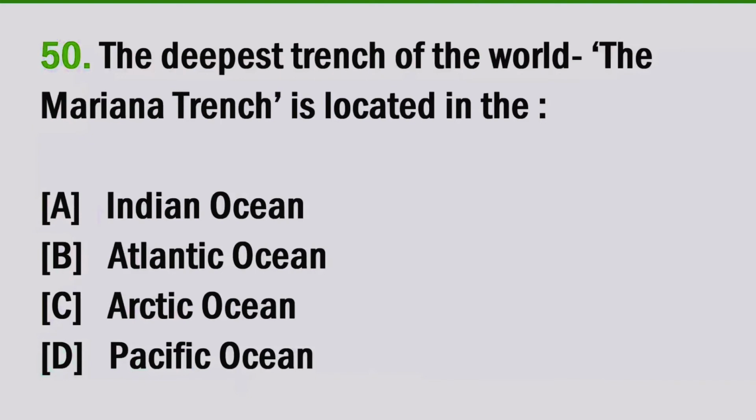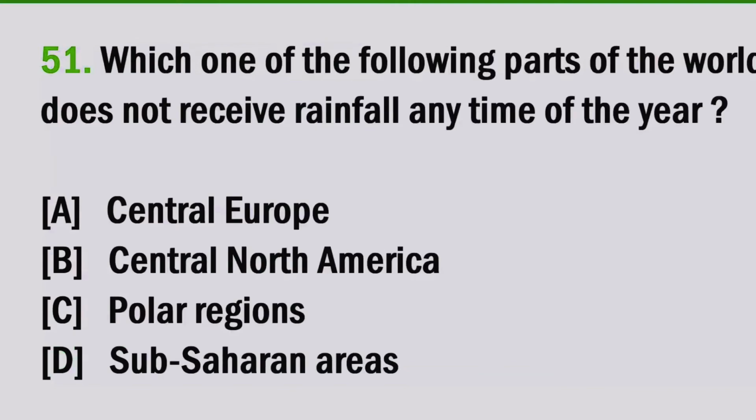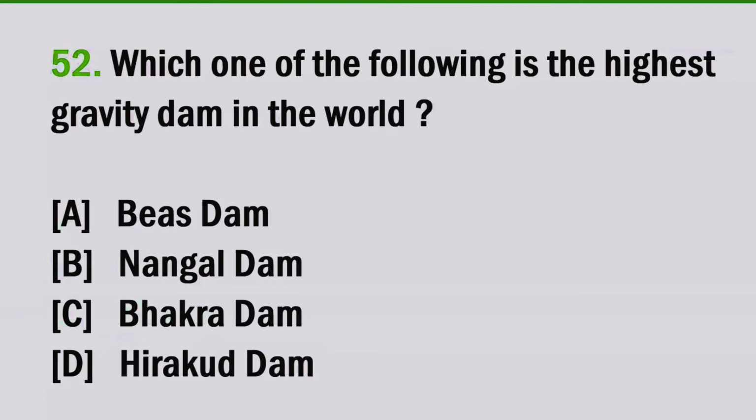The deepest trench of the world, the Mariana Trench, is located in the? Answer D. Pacific Ocean. Which one of the following parts of the world does not receive rainfall any times of the year? Answer C. Polar regions. Which one of the following is the highest gravity dam in the world? Answer C. Bhakra Dam.